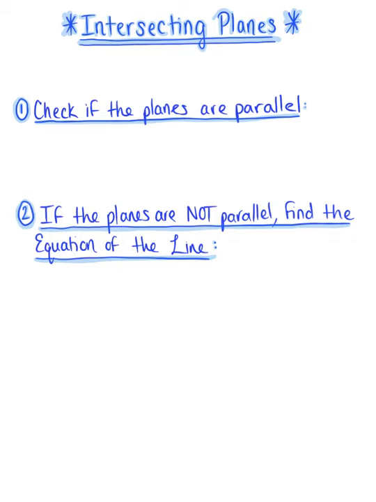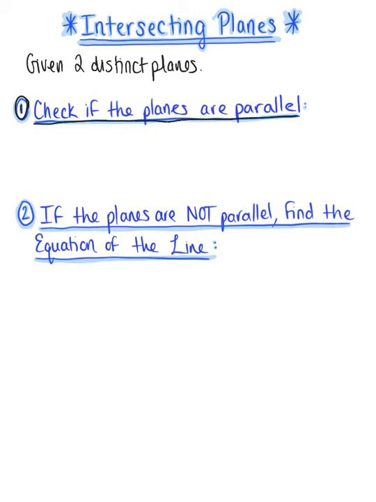So here we're looking at intersecting planes, and in particular, finding the line at which two planes intersect. To begin, we're going to be given two distinct planes. The first thing that we want to do with these planes is make sure that they're not parallel. So we need to check if the planes are parallel.